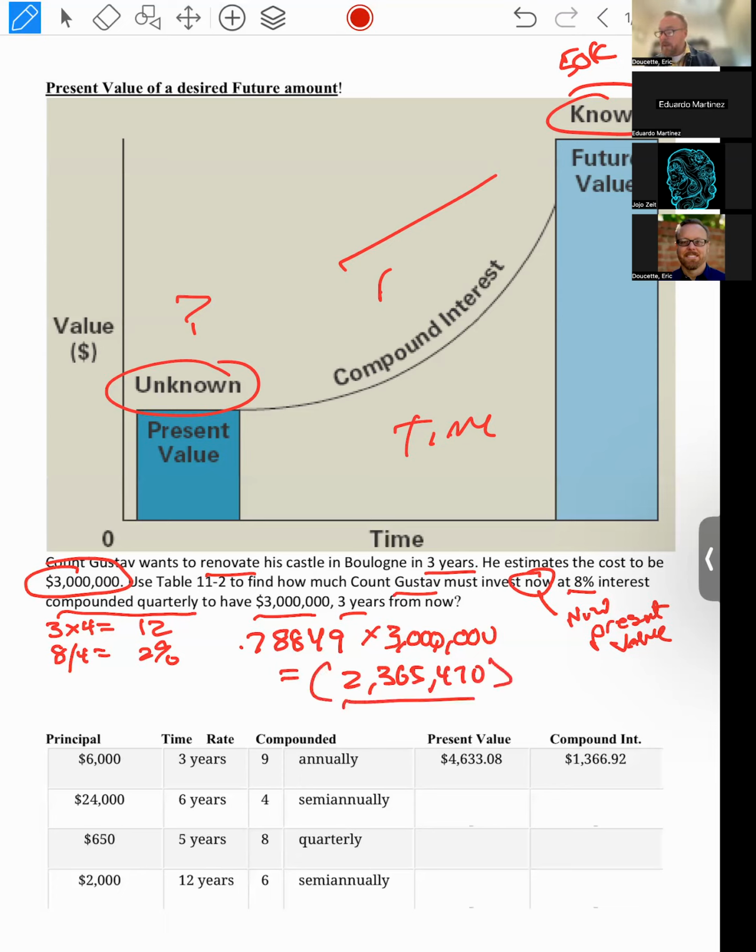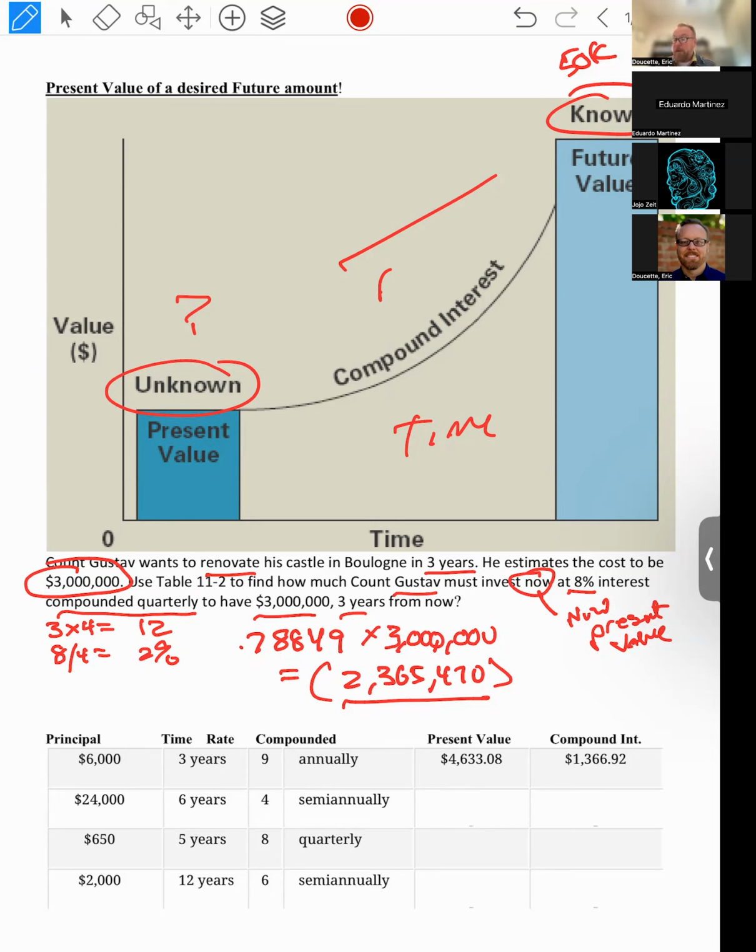So this is the present value. $2,365,470 is the present value of $3 million in 3 years. So if I invested that $2,365,000 now at 8% interest compounded quarterly, I will have $3 million at the end of those 3 years. So that's all I did, was I found the present value of some future value. In this case, the present value of 3 million in the future, 3 years from now, was $2,365,470.